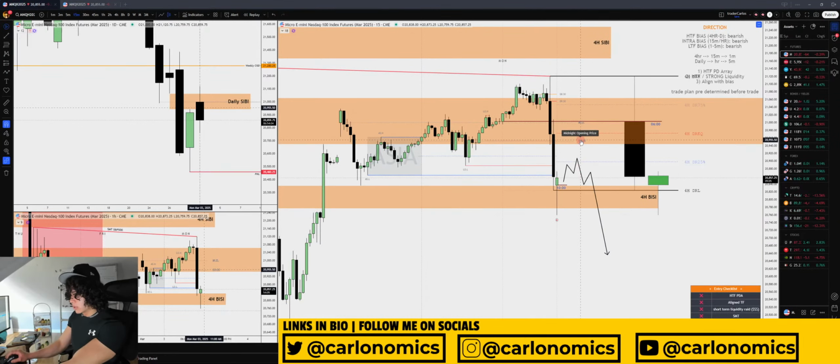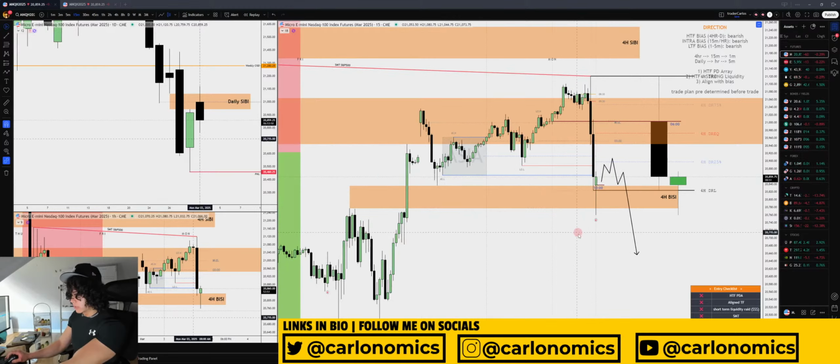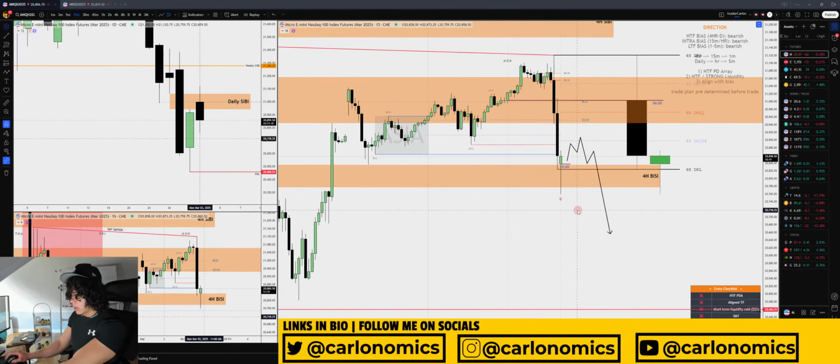Because we are below the midnight opening price of the daily candle, and so far we're respecting this daily imbalance with the consequent encroachment being respected as well. So if we do want to respect bearish order flow, I'm going to see if we get a setup at this 15-minute bearish rally gap.